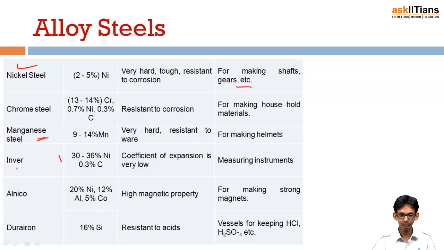In a similar way, there is another type of steel, Invar, and it is formed from 30 to 36% nickel, 0.3% carbon, and obviously iron. Its coefficient of expansion is very low, and that is why it is used for measuring instruments. And there are two other types of steels also in a similar way. So here we studied the metallurgy of aluminium, the metallurgy of iron, and also alloys of iron, steels.